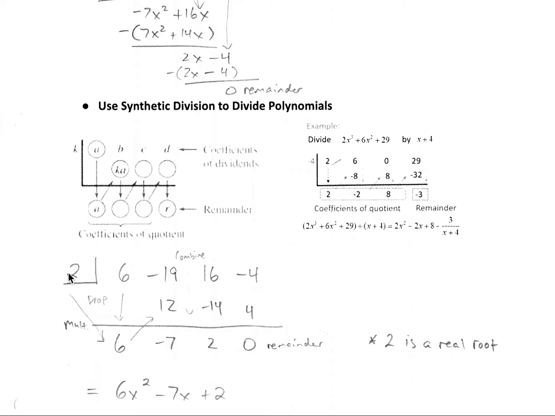One more time, 0 times that number is 4. And then combine the values in your columns and get that 0 remainder. That's what we want.